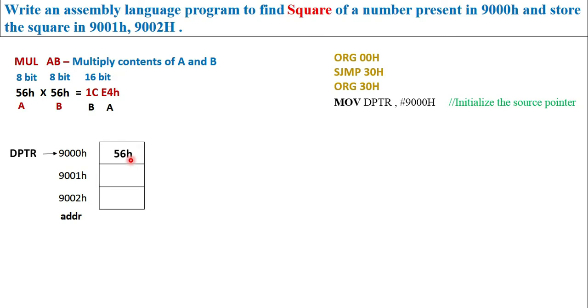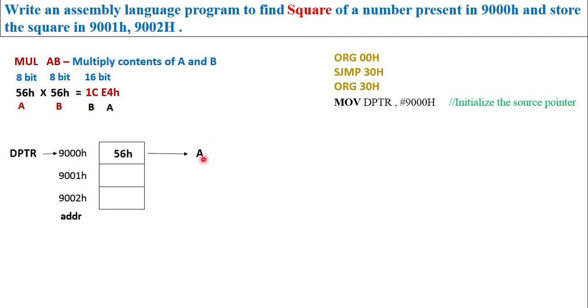Once DPTR is loaded with 9000, we need to fetch this data, and this data can be fetched only into one register, that is the accumulator. So the instruction which copies the data stored at 9000H pointed by DPTR is MOVX, because when we are taking the data from external memory or writing the data into external memory, we need to use the MOVX mnemonic.